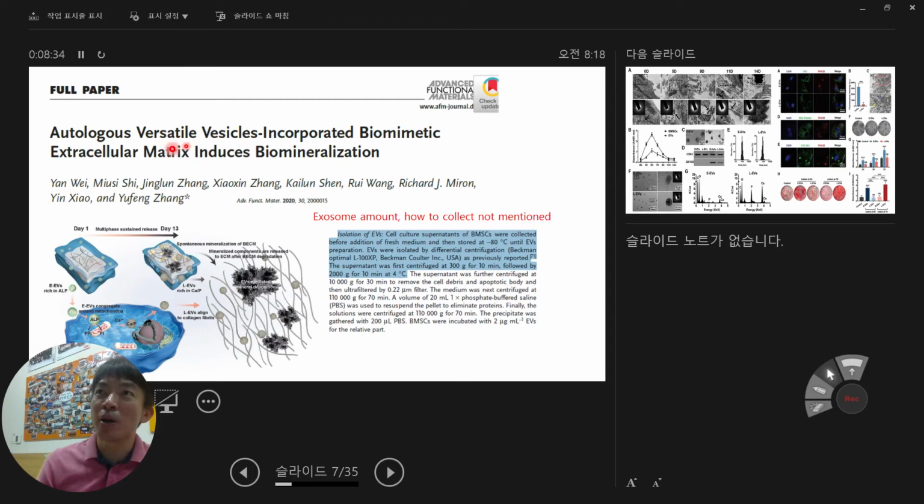This is how they collect the EV. EV will be isolated by different centrifugation and so on. Which means that the exosome amount, how much they inject and how to collect the exosome, they did not mention in detail. I tried to find another reference in this paper, and then another reference from that paper, they never mentioned it. They secretly cover these things.